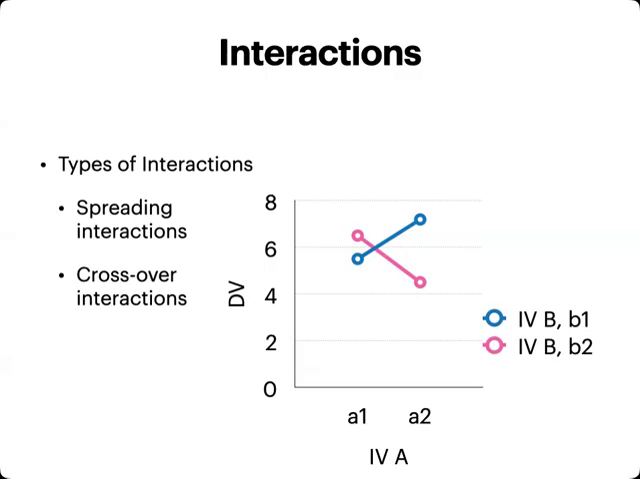To summarize, in spreading interactions, one independent variable has an effect at one level of the other independent variable, but there is either a weak effect or no effect of that independent variable at the other level of the second independent variable.